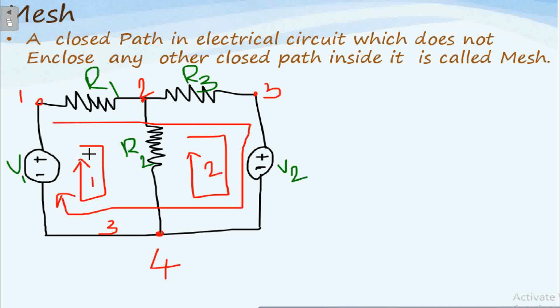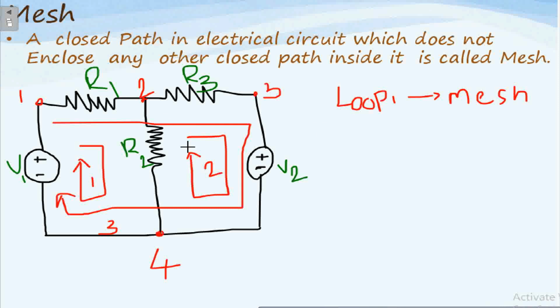So what is the condition for a mesh? A loop is said to be a mesh if it does not enclose any other closed path. If you observe this first loop, it is starting from 1, 2, 4, 1, and it is not including any other closed path. So loop 1 is a mesh.